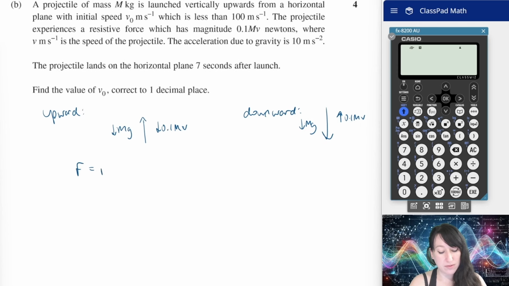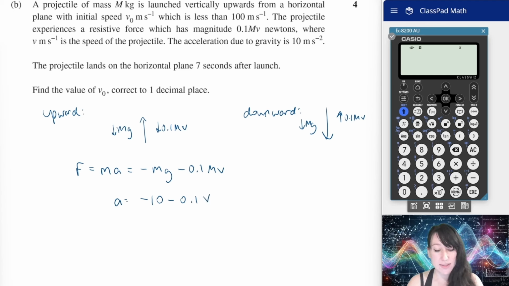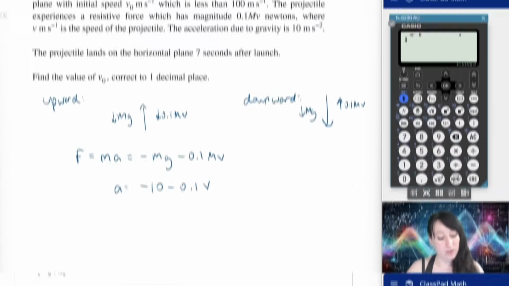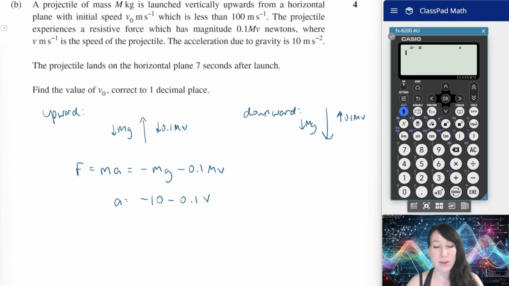So we have our forces, minus mg and minus 0.1 mv. Now, the m's will cancel out, and g is 10. So we have acceleration equals -10 minus 0.1 v. Now, we want to know what is the maximum height of the projectile so we can use that in its downward journey. On the formula sheet, we can see the acceleration is v times dv dx, which will allow us to get an expression in terms of v and x. And we're going to use that because we know that the maximum height occurs when velocity is 0. So if we have that expression in terms of v and x, we'll set v to 0 and solve for x.